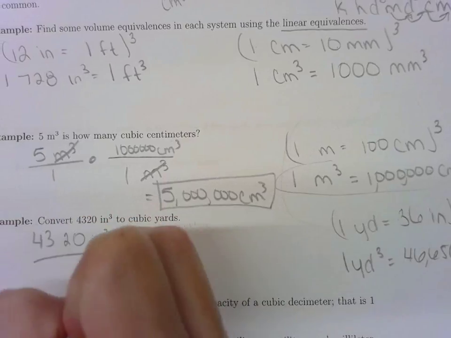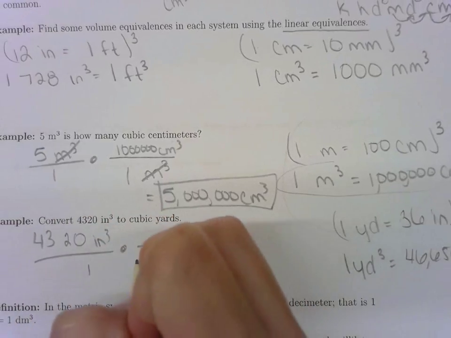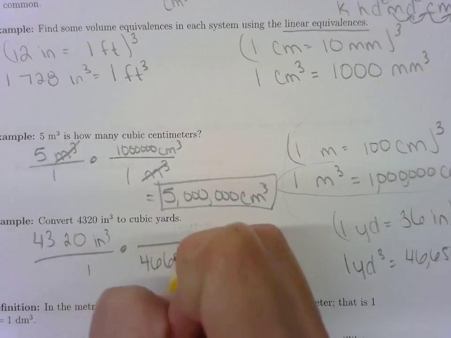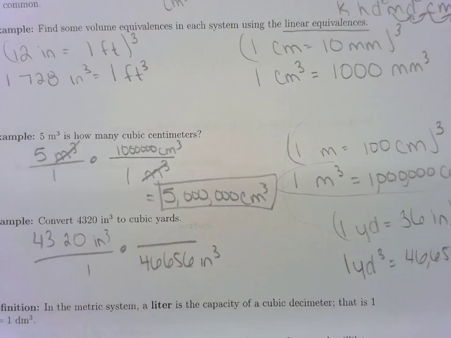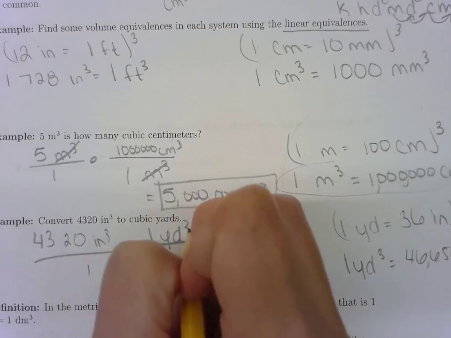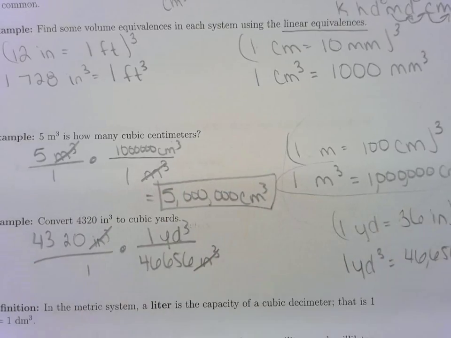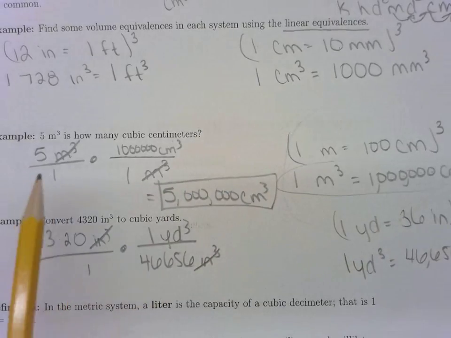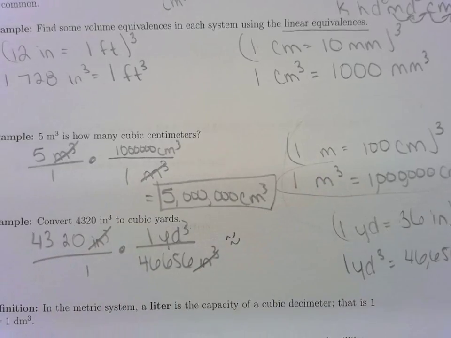4,320 inches cubed. Okay, then inches cubed go on the bottom. And then 1 yard cubed would be on top. Okay, inches cubed goes away. Here we're dividing. Okay, here we multiplied. Now we're dividing. This is probably going to be approximately.